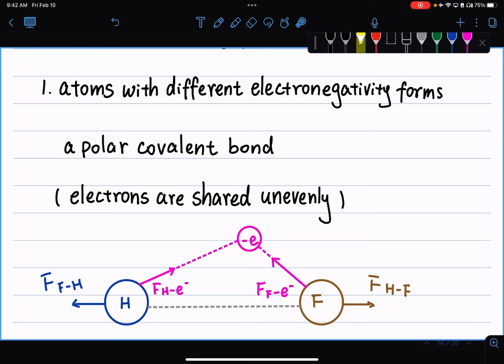Using HF as an example, here the fluorine is more electronegative. The consequence of fluorine being more electronegative means it's going to attract the electron more strongly. So this electron locates closer to the fluorine compared to hydrogen. Or the other way to put it is, polar covalent bonds mean electrons are being shared unevenly.